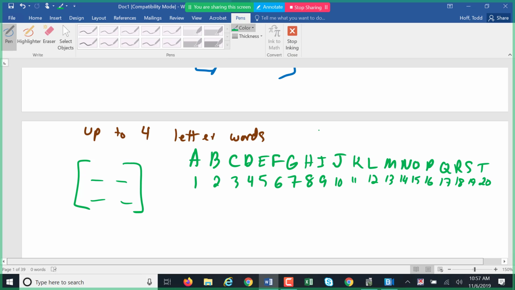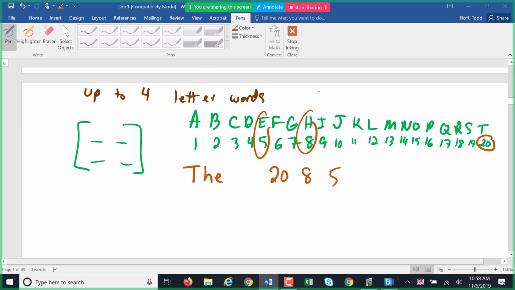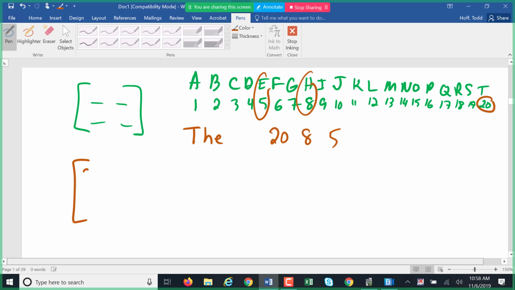So if I want to encode, let's say, a 3-letter word like "the": T is 20, H is 8, and E is 5. I would put that in the matrix as 20, 8, 5, and 0, where the 0 indicates that there wasn't a 4th letter in that word.